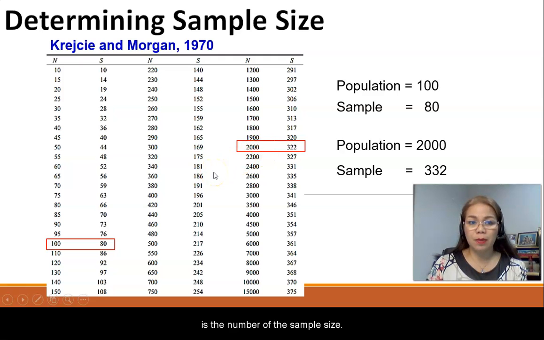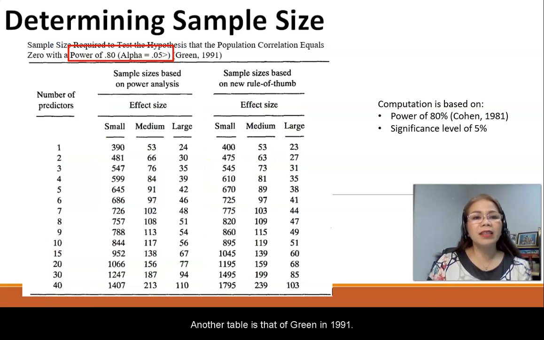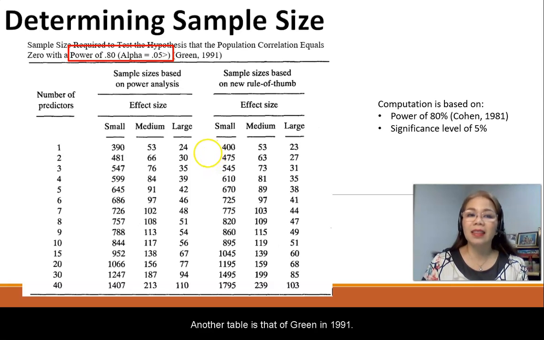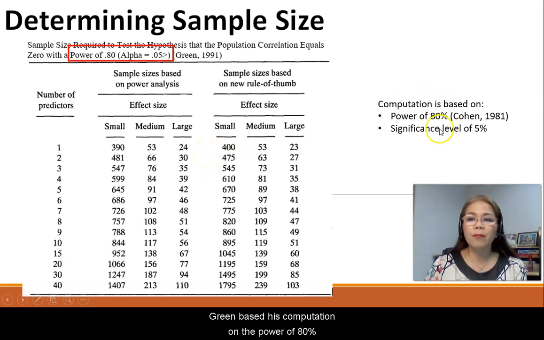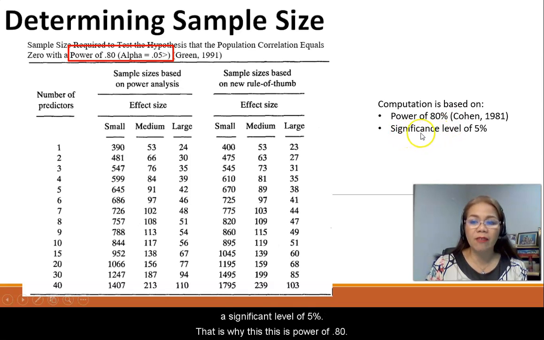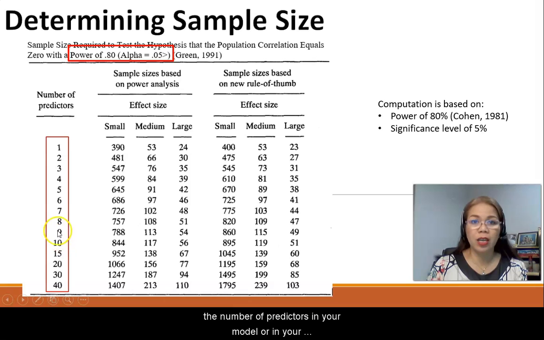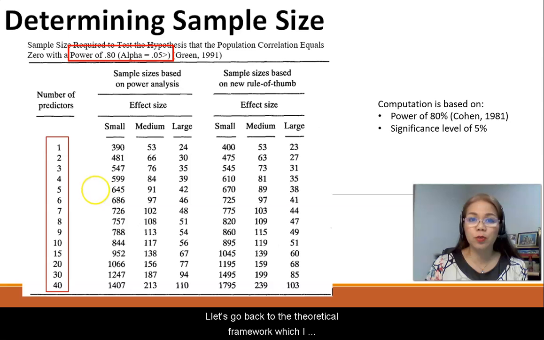Now, another table is that of Green in 1991. Green based his computation on a power of 80%, which he benchmarked from Cohen in 1981, and a significance level of 5%. That is why this is a power of 0.8 and an alpha of 0.05. Now, the table depends on the number of predictors in your model, in your theoretical framework or conceptual framework.